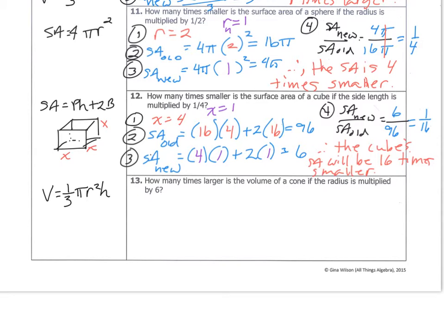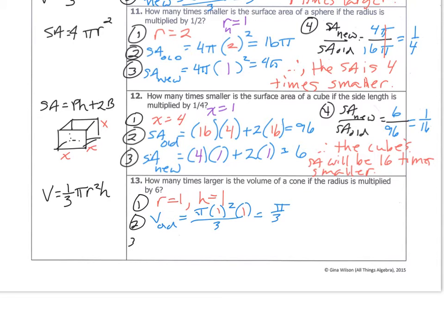So for step 1, I'm going to let R equal 1 and H equal 1. Let them both equal 1. Let's find the old volume. So step 2, volume old, just run it through. Pi times 1 squared times height of 1, all divided by 3. So what do we get this time? Pi over 3.